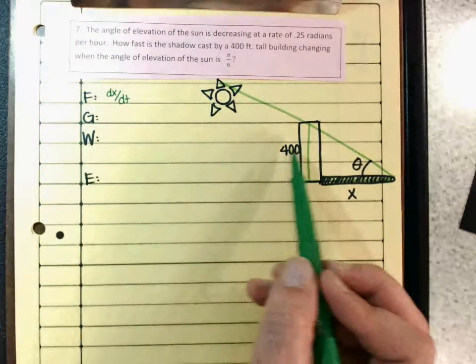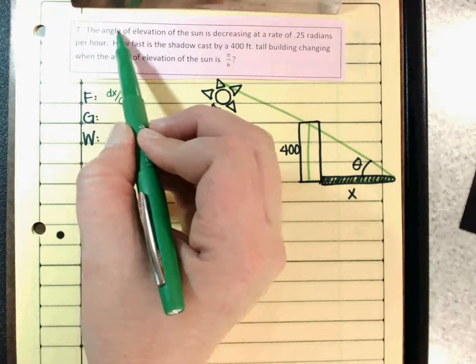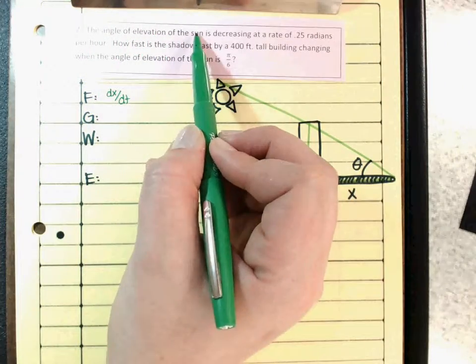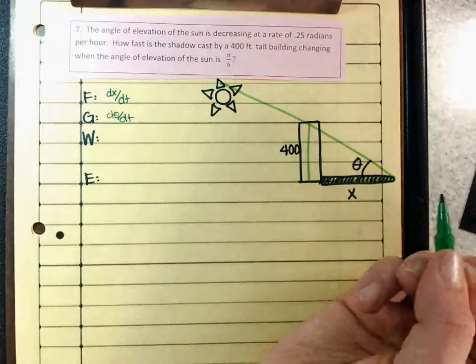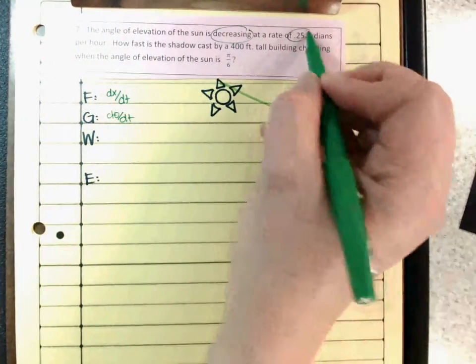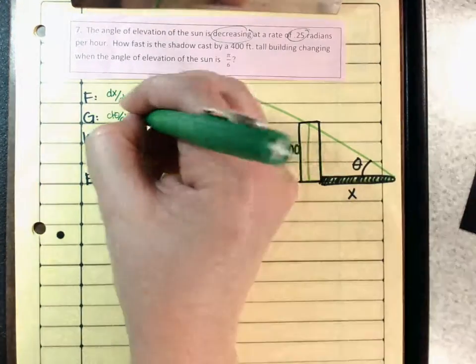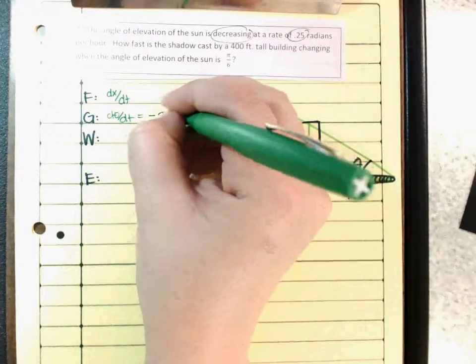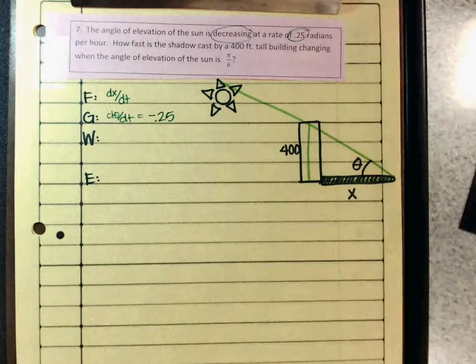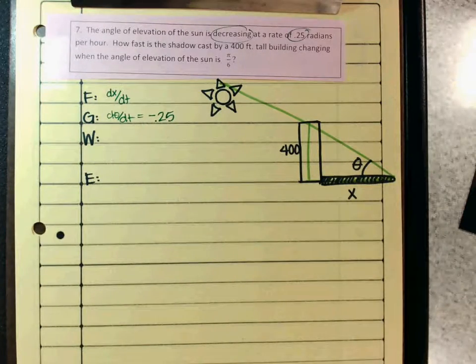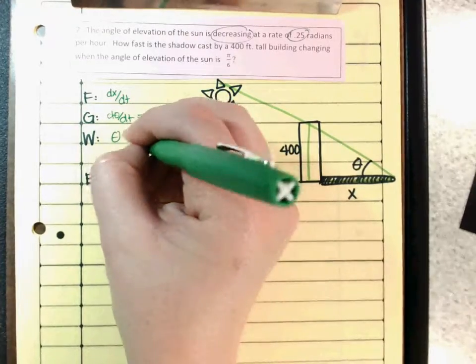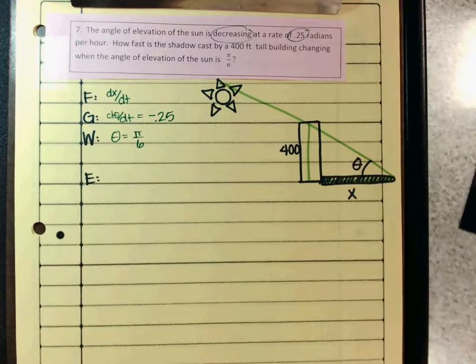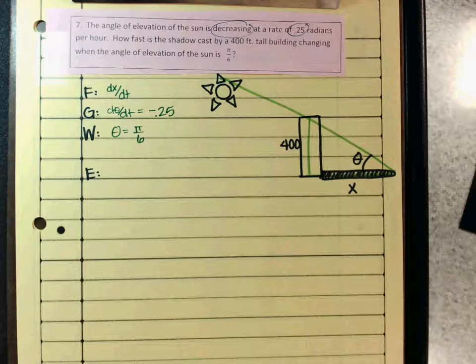Yeah, the building is true, but it says the angle of elevation of the sun, right? So that would be d theta/dt. And then it says it's decreasing at 0.25. So what would I put? Negative 0.25. Then it says when the angle of elevation is pi sixth. So my theta needs to be pi sixth. Okay, look at your picture. What sides are we going to pick?